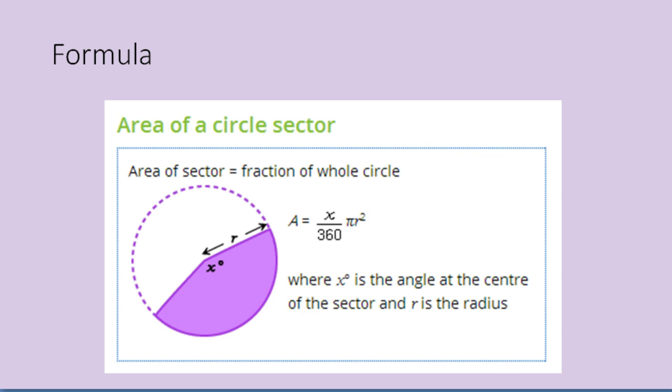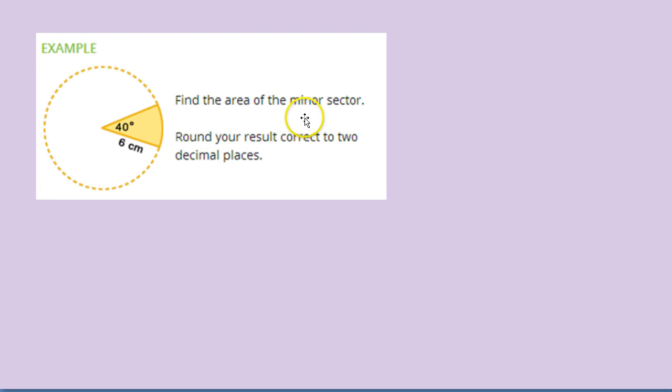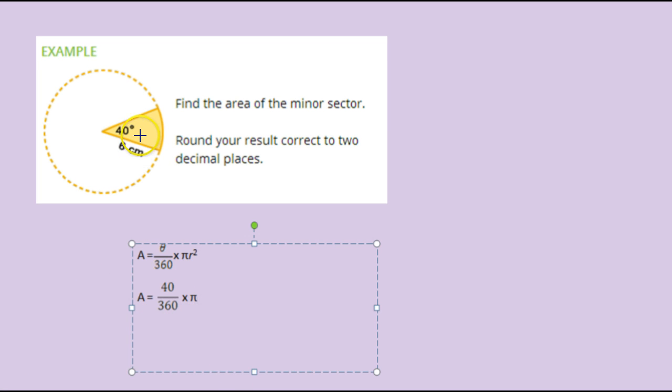Right, let's have a look at some examples to make it a bit easier. So, find the area of the minor sector. Round your answer correct to 2 decimal places. So here we have roughly the whole circle, but we want to find just this area here. We've got our angle of 40 degrees and our radius this time is 6 centimeters long. Okay, let's go through the working. So just to reiterate, the 40 is the theta and the 6 centimeters is the radius. Okay, let's have a go.